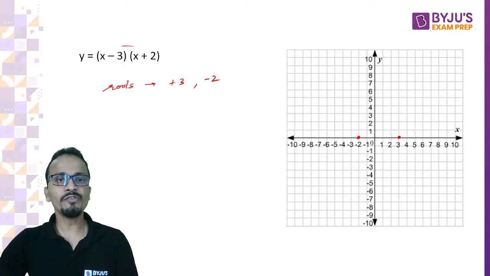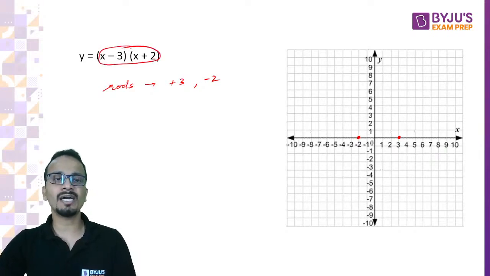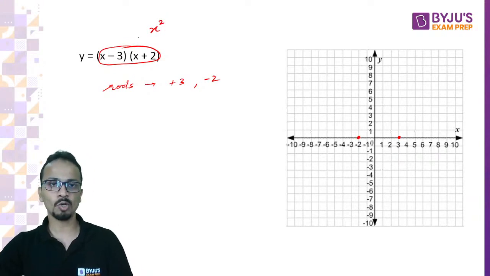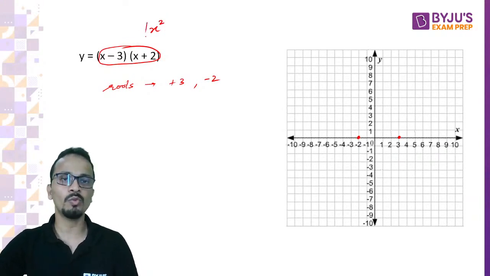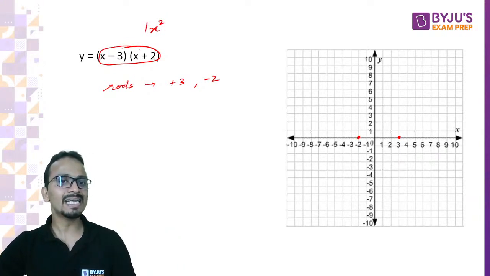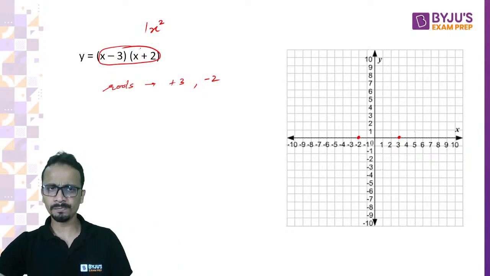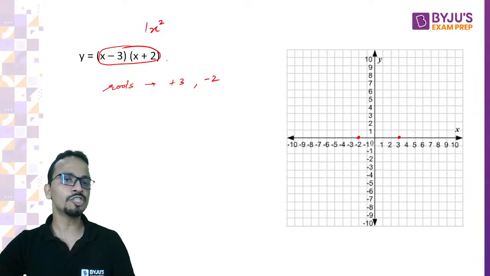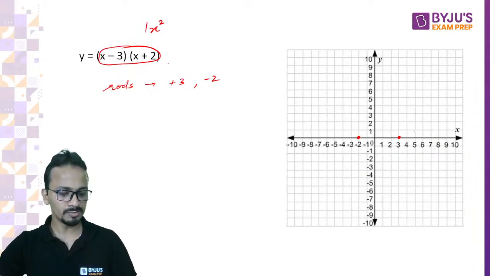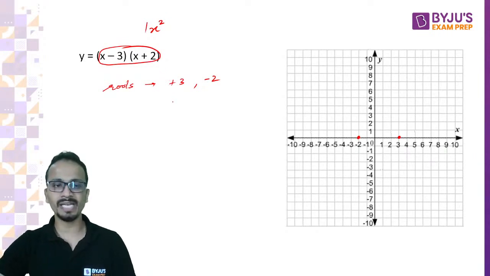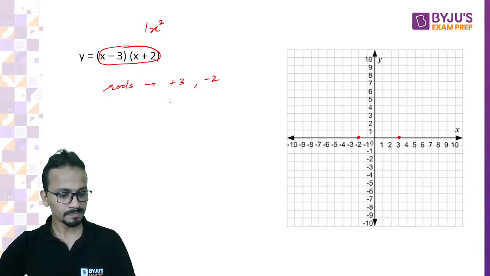If you open up this expression, if you multiply these, you will get x square, and the coefficient of x square will be 1. Hence it will be a positive number. So expanding this, you will understand that the coefficient of x square will be a positive number, and hence the graph will be an upward opening parabola.